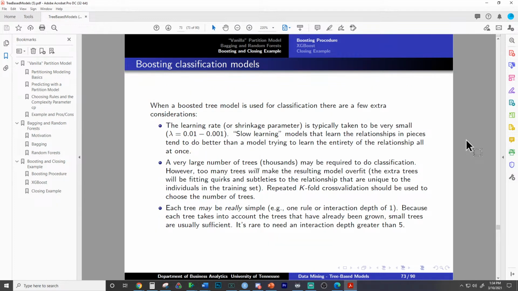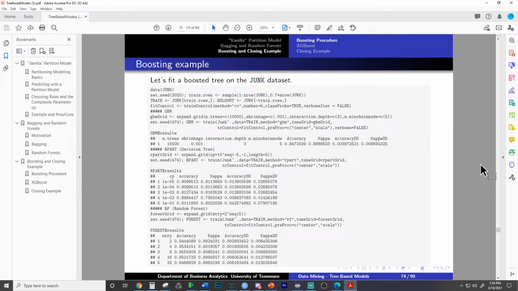I can send this to you if you want. So you can see right here, the lambda we set. We can have a slow learning tree or a fast learning tree. So it's the shrinkage, or the learning rate, the tree does. And then we choose how far we go. So we actually use a tuning grid for this.